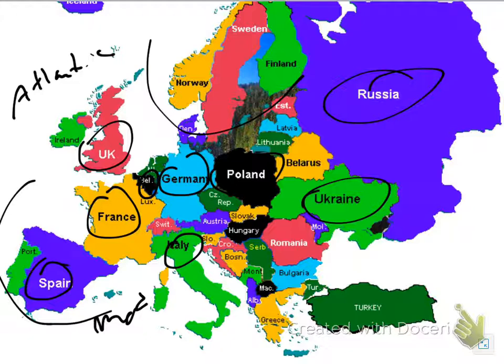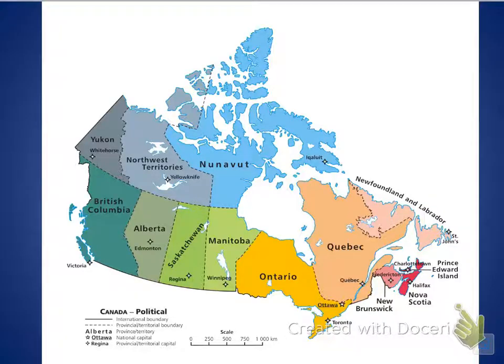And if you remember some of the rivers, you've got the Danube River that flows this way, the Rhine River that is over here that goes through Germany as well. Those are some of the things you definitely need to know with Europe.